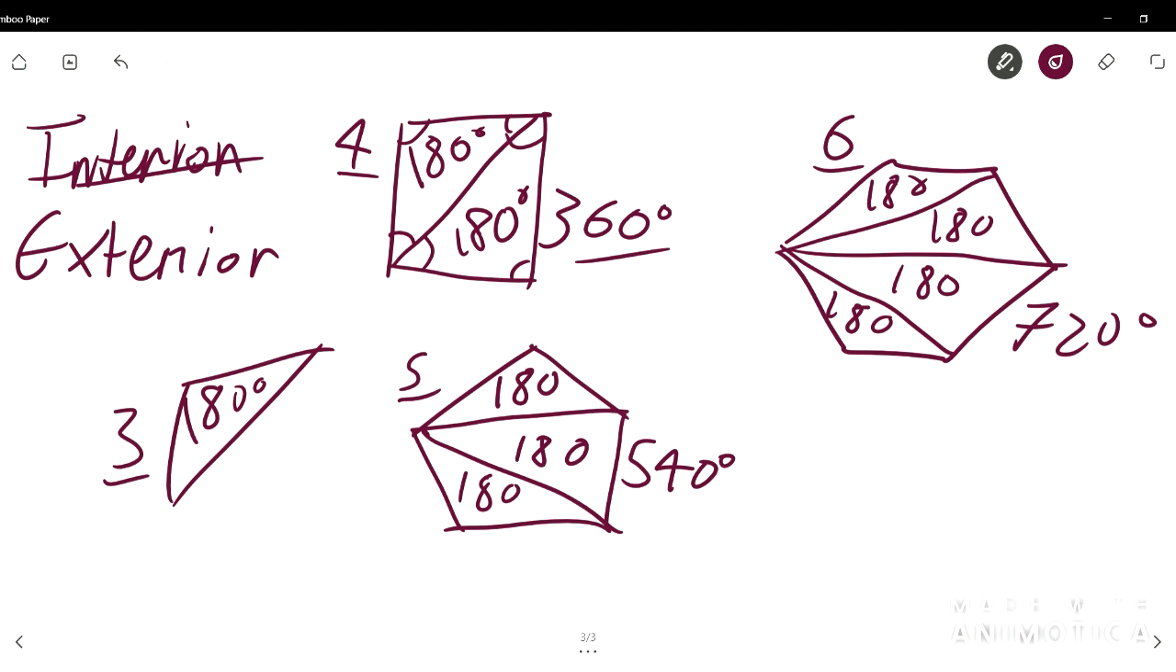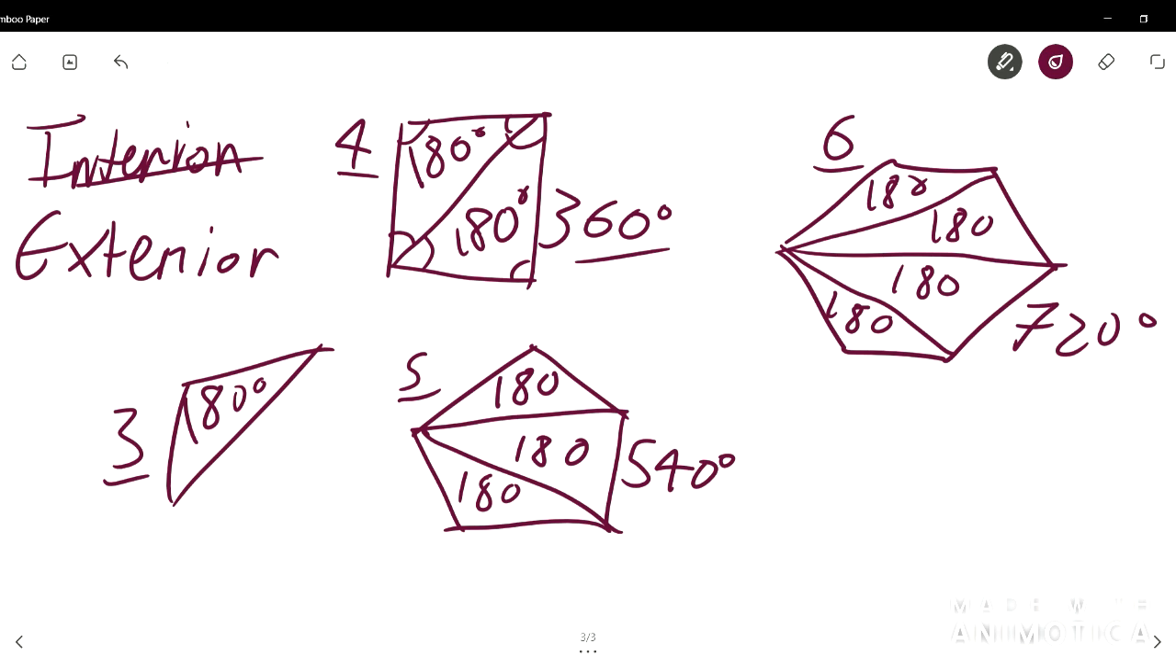You might also notice that the amount of triangles that you can split it into is also, that's my cat, my apologies, the amount of triangles you can split into is always 2 less than the number of sides.